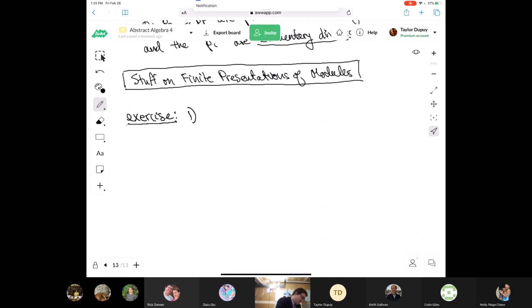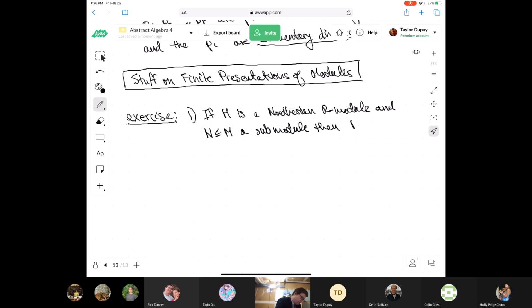If M is a Noetherian R module, and N is a submodule of M, then the quotient is Noetherian. You should probably be able to get these right away.